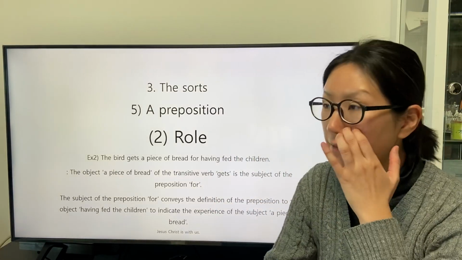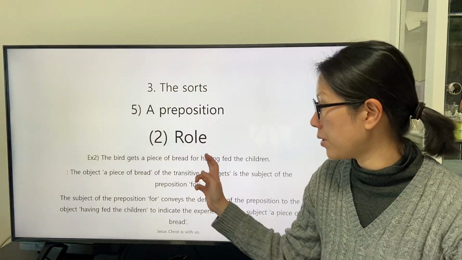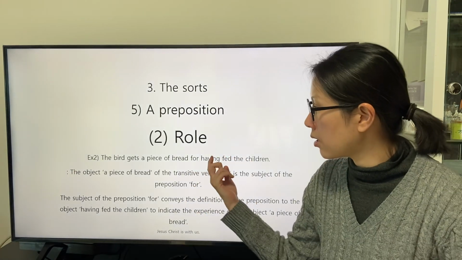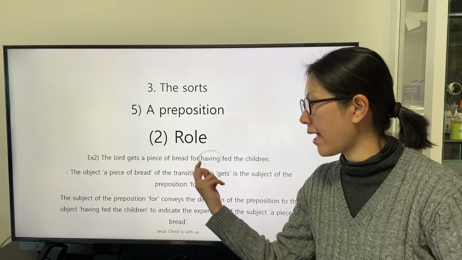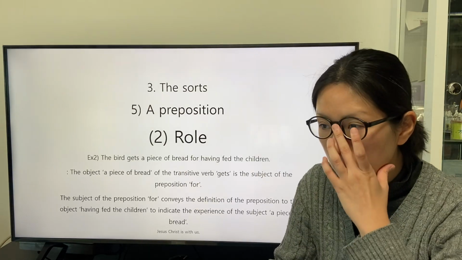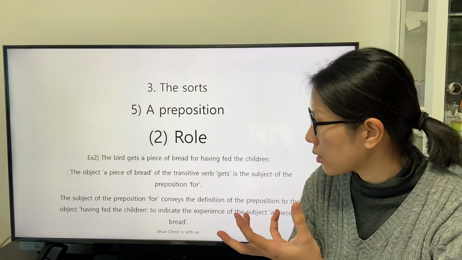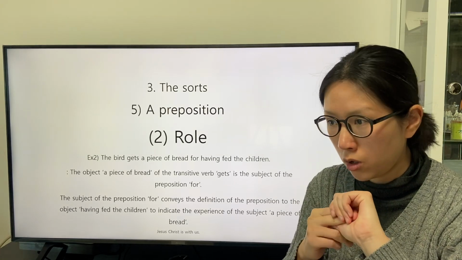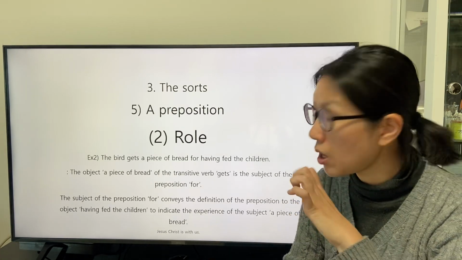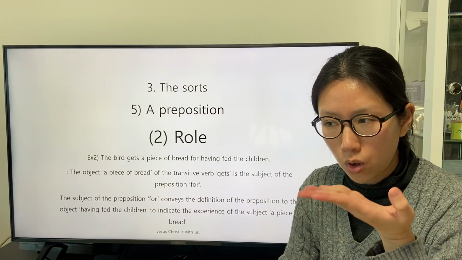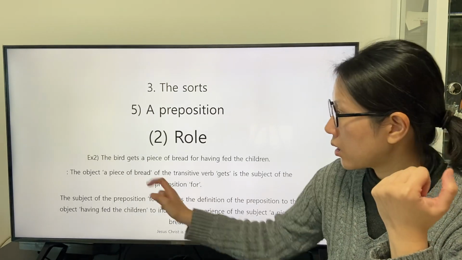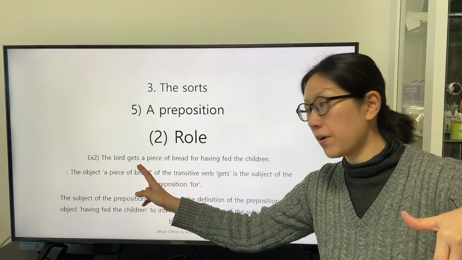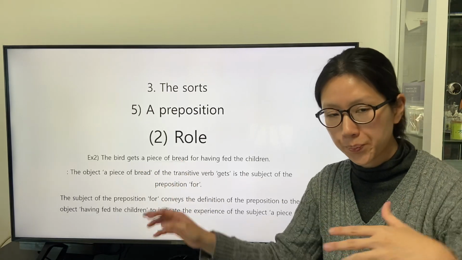Then we can think of the subject of the preposition for, because the gerund having describes the subject. The subject of the preposition for is indicated by a phrase, a piece of bread.